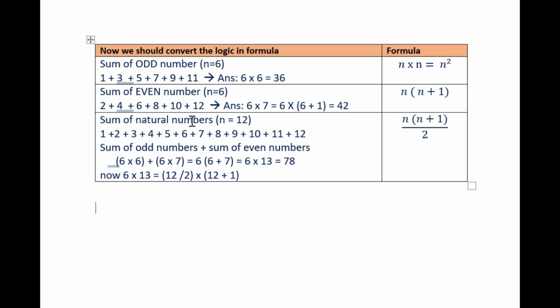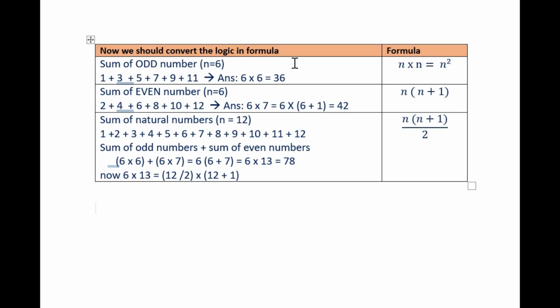Now look at the natural numbers, the first 12 natural numbers. So n is 12. As I explained before, we can do 6 odd numbers plus 6 even numbers. Now the 6 odd numbers sum is 6 into 6, the 6 even numbers sum is 6 into 7, 6 common, in bracket 6 plus 7. Now because n is 12, we want to break everything in terms of 12. So it's here 6 into 13. Now if we break in terms of 12, 6 becomes 12 upon 2 and 13 becomes 12 plus 1. What it means is n upon 2 and n plus 1. So if you convert, the formula is n into n plus 1 upon 2.